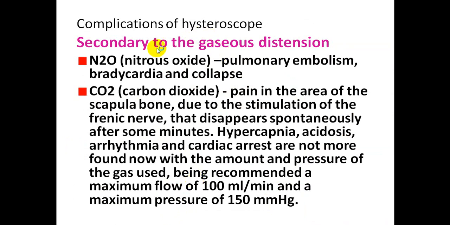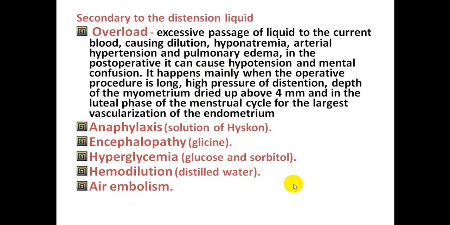Complications of hysteroscopy: either due to gaseous distension, with nitrous oxide causing pulmonary embolism, bradycardia, and collapse, or carbon dioxide causing pain in the area of the scapular bone due to stimulation of the phrenic nerve, which disappears spontaneously after some minutes. Also hypercapnia, acidosis, arrhythmia, cardiac arrest, and any complication that occurs due to gas embolism.